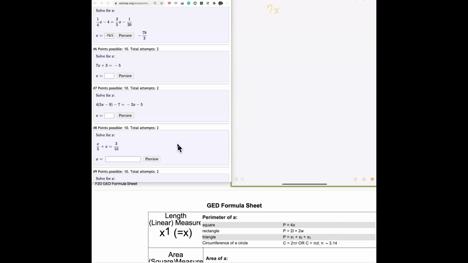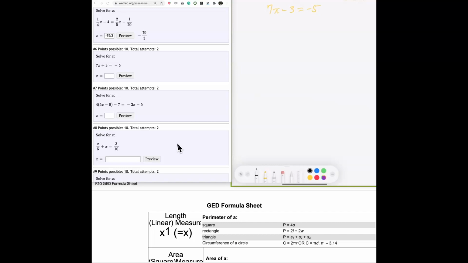We're going to look at 7x minus 3 is equal to negative 5. And that's not a very bright color, so I'm going to change to something better. All right, 7x minus 3 is equal to negative 5, and we need to solve for x. So the first thing we want to do is strip away the things that are on the periphery of x.